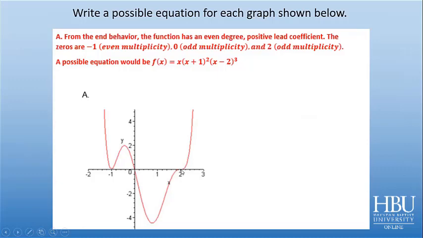If you notice, as the graph crosses the x-axis at 2, the shape of the graph in that neighborhood looks a little bit like a cubic function. What is the degree of my f of x? This would be x cubed times x squared, which is x to the 5th, times another x, which would be x to the 6th. So this polynomial function has degree 6, which is an even degree, and its lead coefficient would be just +1. So it has a positive lead coefficient.